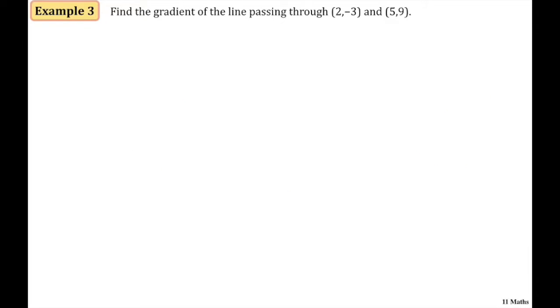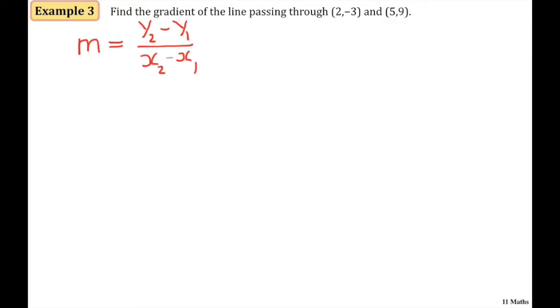Let's try example number 3. Find the gradient of the line passing through the point (2, -3) and (5, 9). Well, let's use our formula. I don't want to draw the graph. What I actually want to do is just use my algebraic formula. So m equals y2 minus y1 over x2 minus x1. That's the formula.